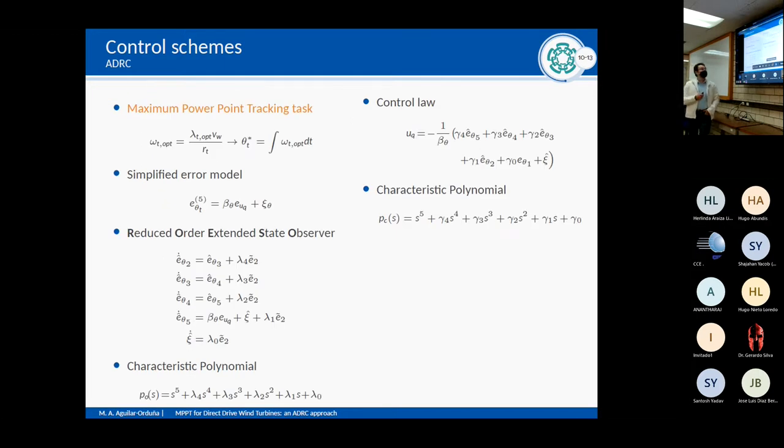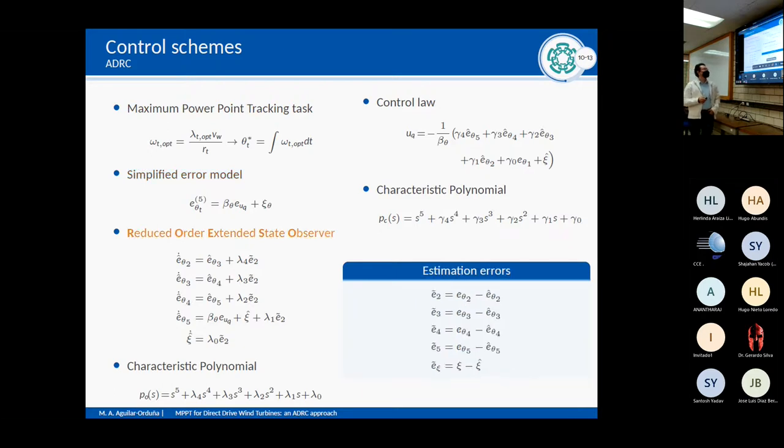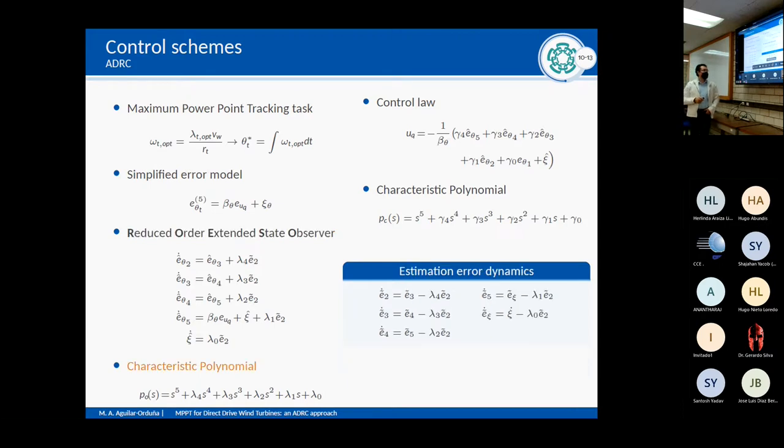The second control objective is the maximum power point tracking task. To achieve this task, we use the simplified error model and use a reduced order extended state observer to estimate the unmeasurable phase variables. Here, the variables with the hat represent the estimations of the states of the system. From its characteristic polynomial, we can notice that the design coefficients lambda must compound a Hurwitz set to ensure asymptotic stability of the observer.